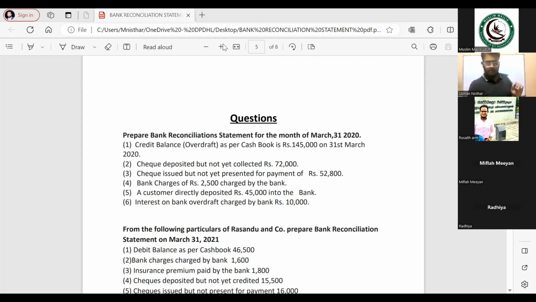The first question: prepare the bank reconciliation statement for the month of March 31st, 2020.